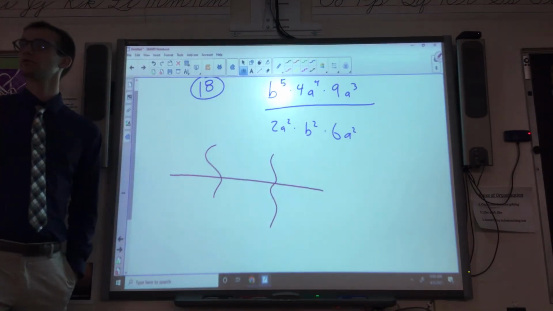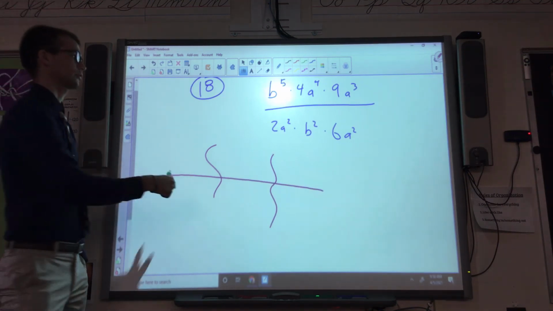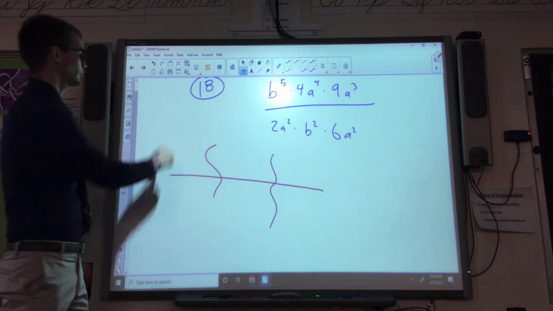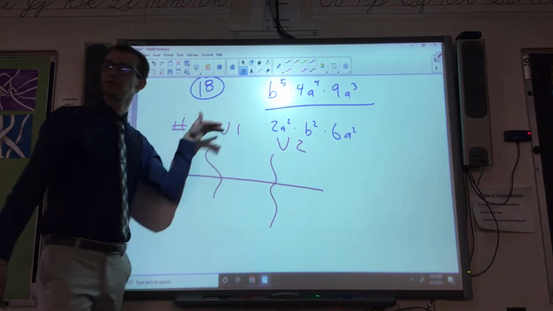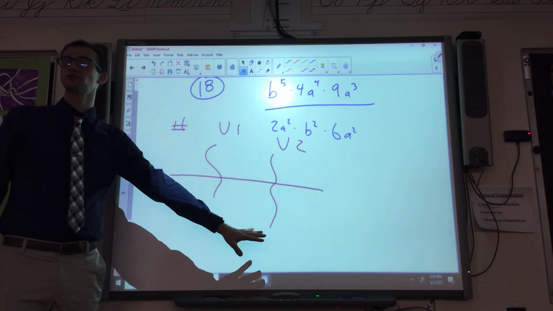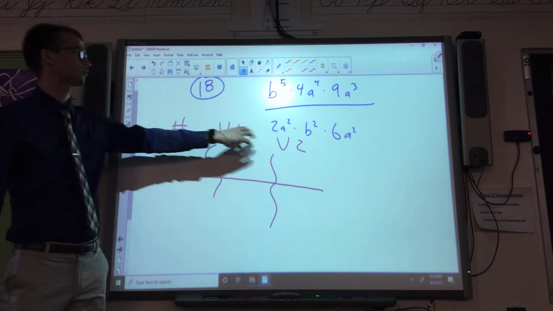Okay, let's work through it. Okay, we're just gonna work through it together. So on the top, let's do numbers, variable 1, variable 2, top and bottom. That's what you want your sections to look like. Numbers, variable 1, variable 2.